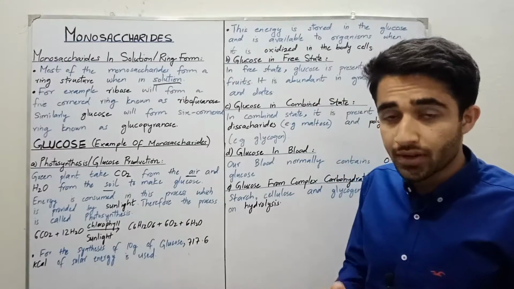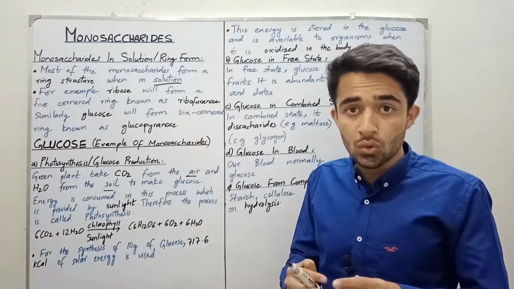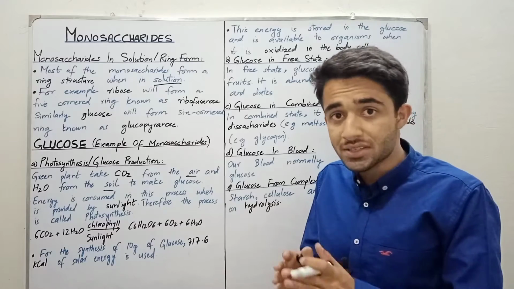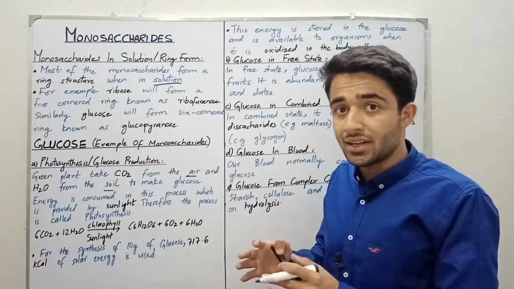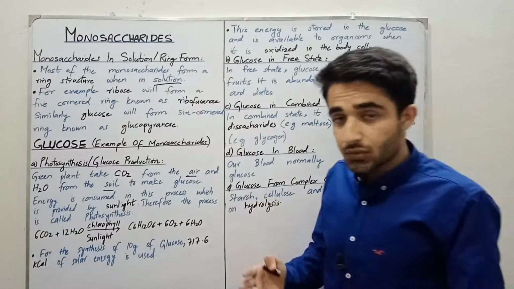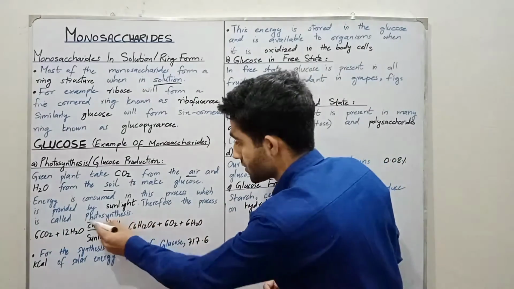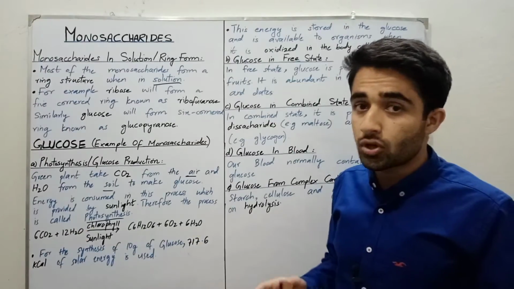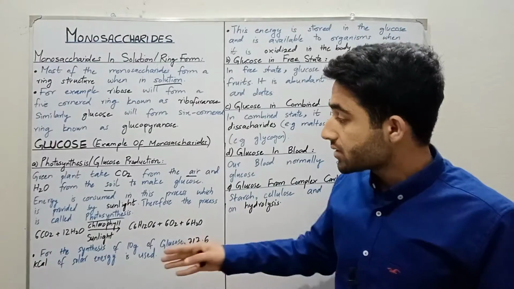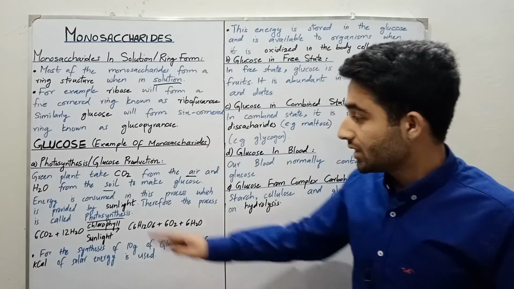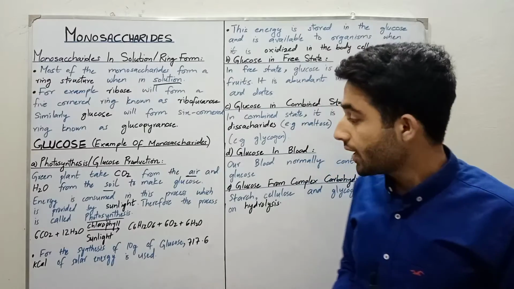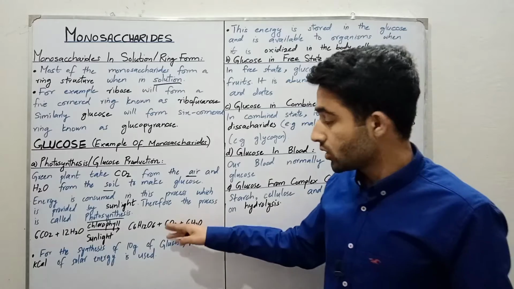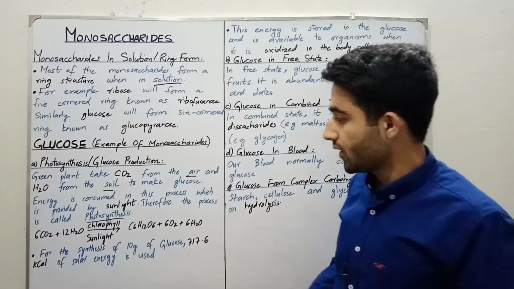Because in this process glucose is synthesized under the sunlight, which is the form of energy, this process is called photosynthesis. The chemical reaction of photosynthesis is that 6 molecules of carbon dioxide plus 12 molecules of water, in the presence of chlorophyll and sunlight, produce glucose, that is C6H12O6, plus 6 molecules of O2 and 6 molecules of H2O.